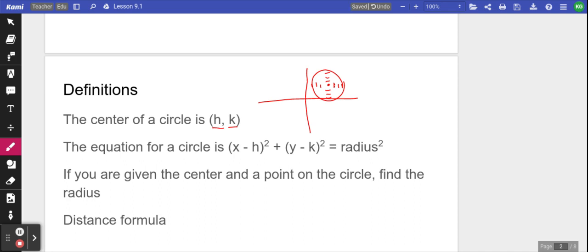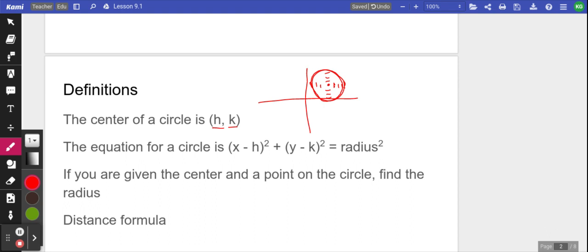In order to get the equation of this circle, remember from Algebra 1 how if we had x squared as an equation, it gave us a parabola, correct? Well, now when we add y squared, it's going to finish our parabola and create this circle. So for circles, we need both the x squared and the y squared, and we need to set it equal to the radius squared.